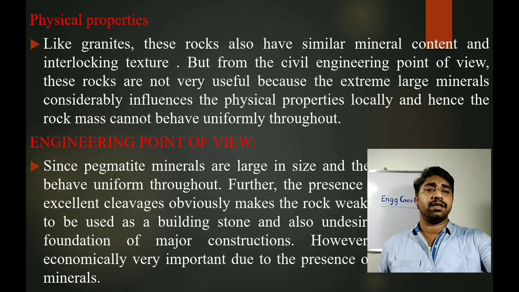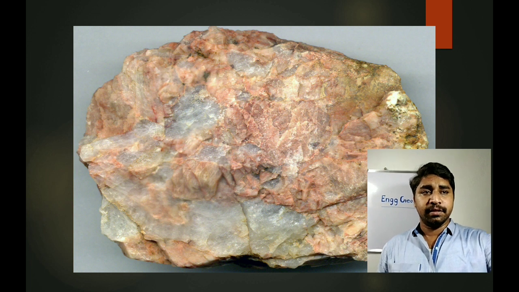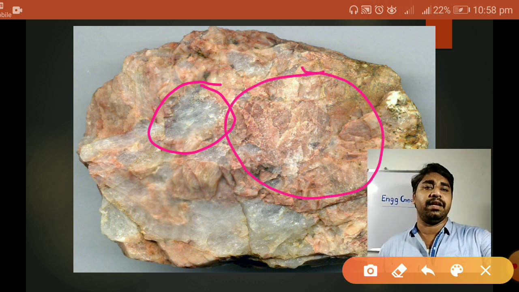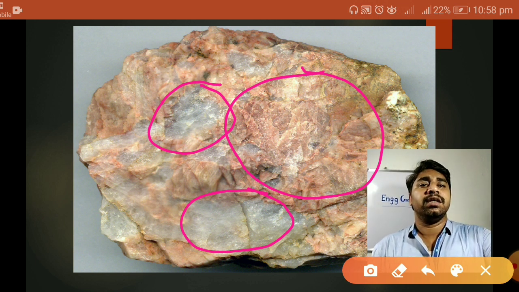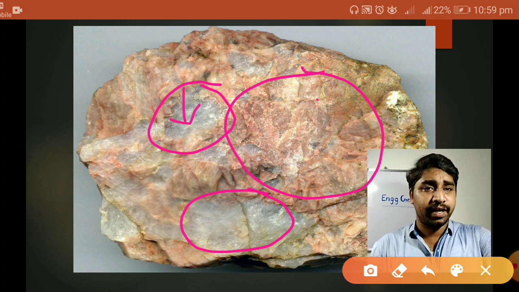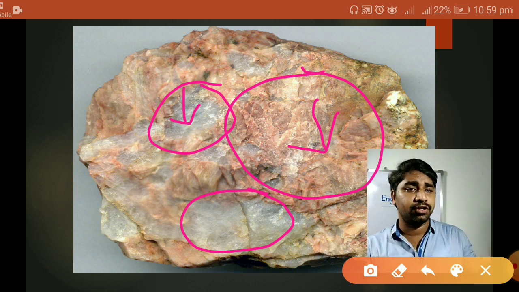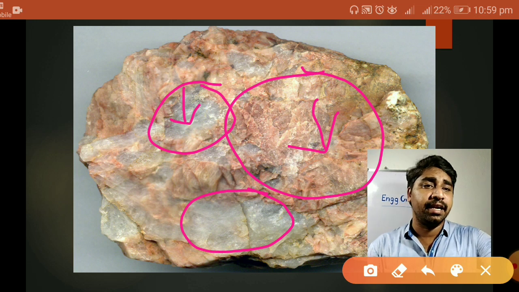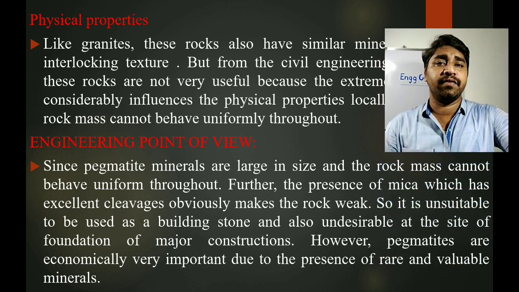So here you can see in the picture what I have shown earlier. This is the larger quantity. This much quantity of quartz is available. Similarly, this much quantity of feldspar is available. Similarly, these much larger quantities of quartz and feldspar are available, which induces a non-homogeneous nature. So here the properties will be different, and here the properties will be different. From the civil engineering point of view, from location to location, because of this varying extent, the properties are also going to be greatly modified.